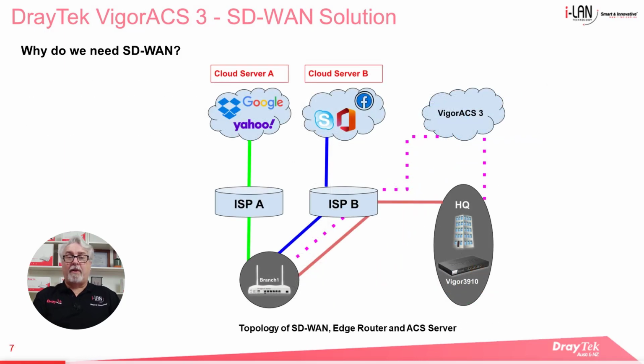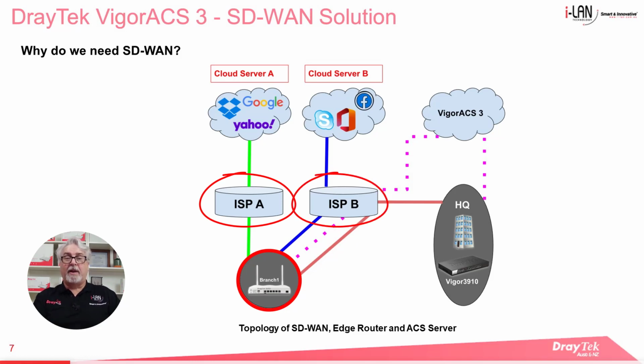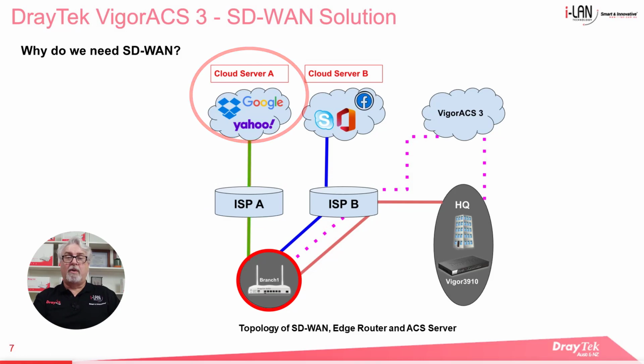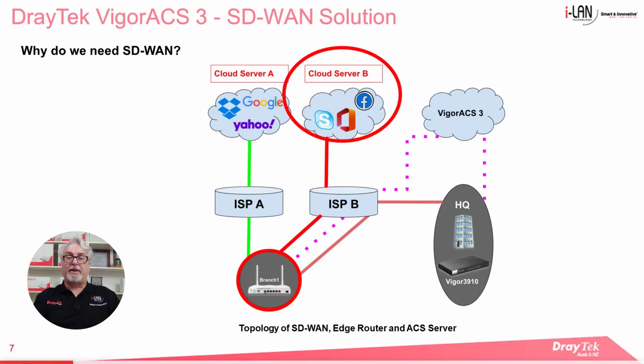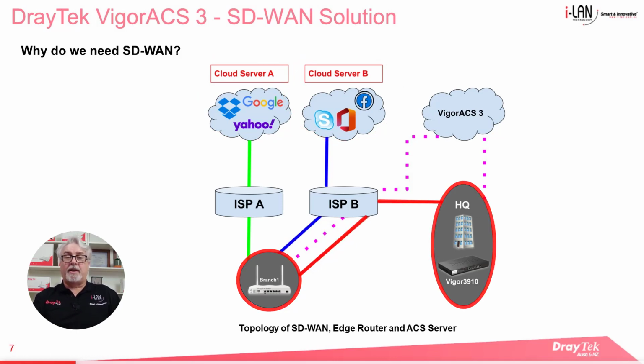Here's an example of how SD-WAN might be used. So here we have the branch edge router connected to multiple ISPs. Well, two in fact in this diagram, that is ISP A and ISP B. It uses WAN 1 ISP A for Google, Dropbox and Yahoo, while WAN 2 ISP B is used for Skype, Microsoft Office and Facebook, as well as a VPN to the HQ. ACS3's SD-WAN implementation takes things even further by adding monitoring and failover ability based on WAN quality.